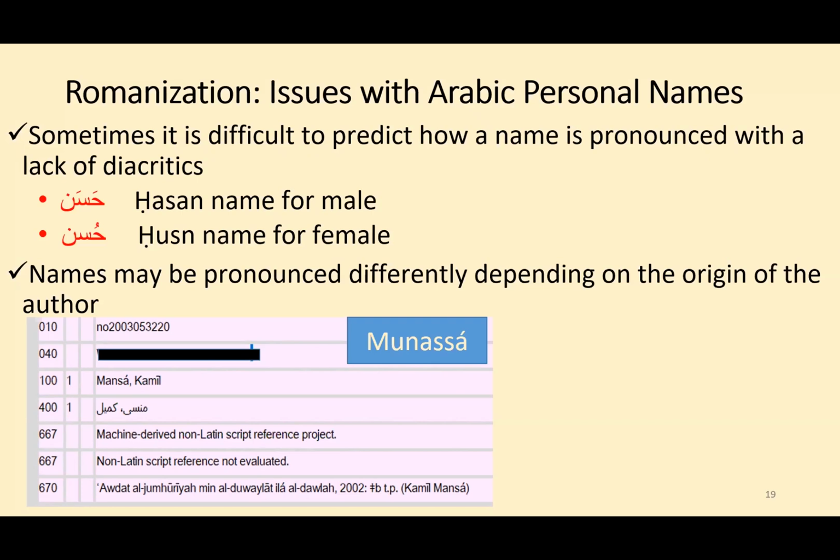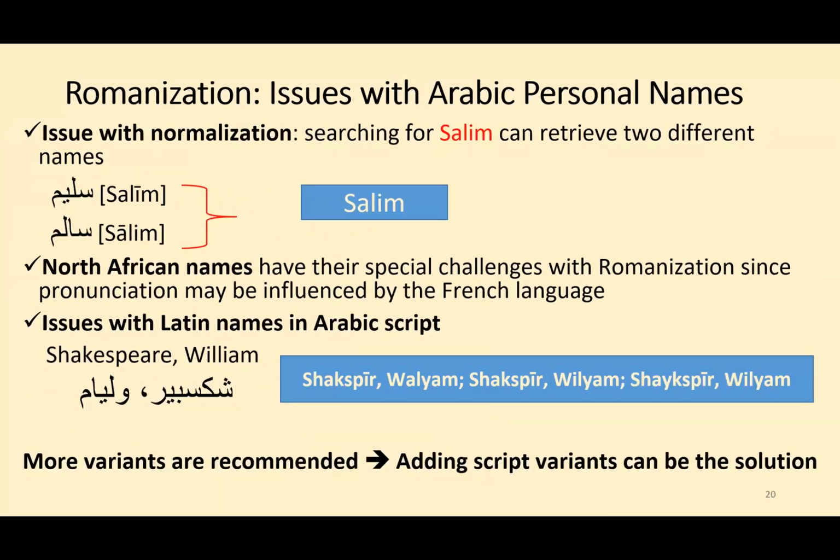Names may also be pronounced differently depending on the origin of the author, and the romanized form chosen by the cataloger affects the discovery. In the second example on the slide, the cataloger has romanized the name of my undergraduate professor as Mansa, which is different than his actual Lebanese family name, Munassa. Another issue is normalization. Searching for Salim in romanized form can retrieve two different names, Salim and Salim.